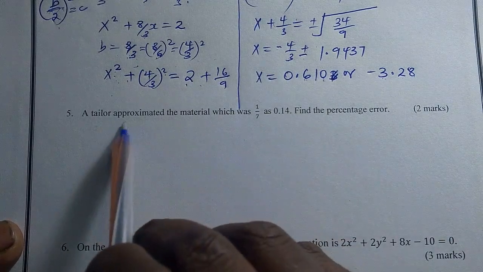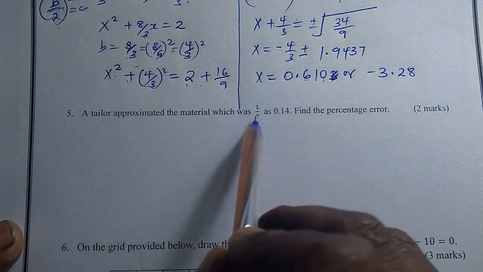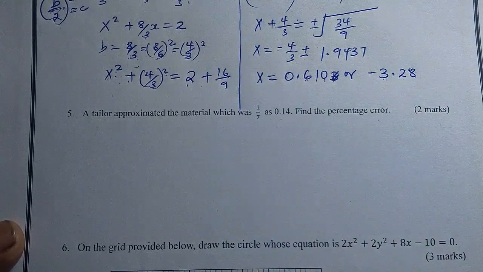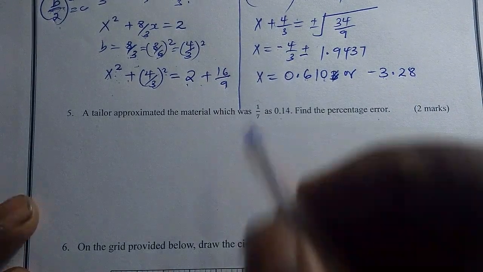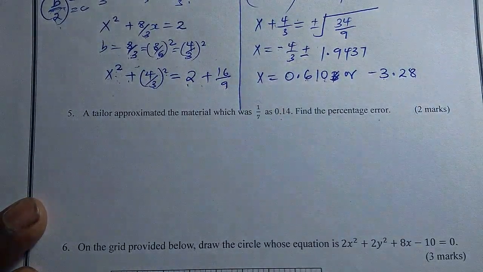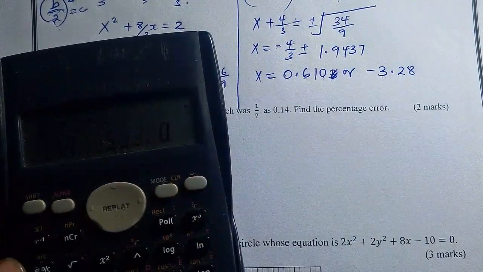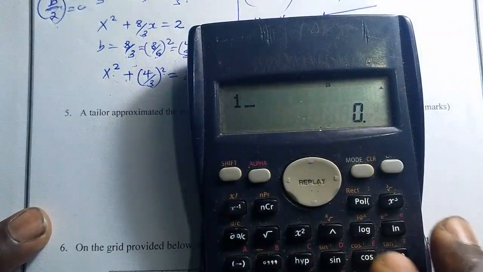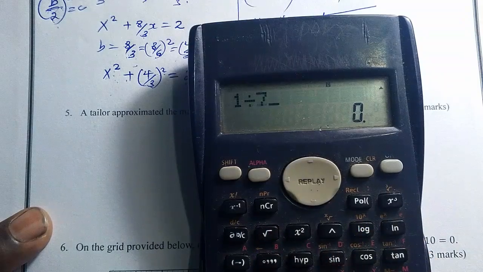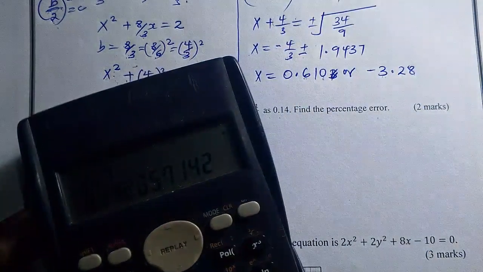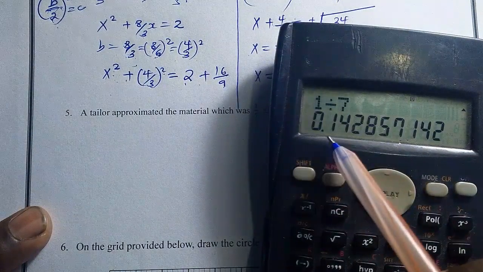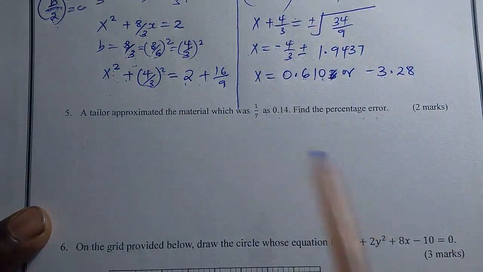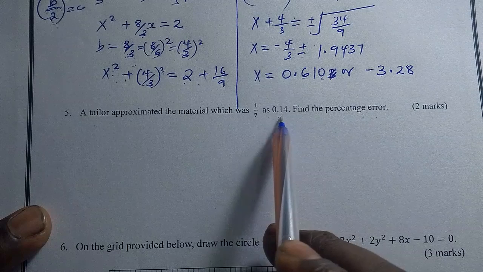A tailor approximated the material which was this as this. Find the percentage error. So if you approximate, actually 1 over 7, 1 divided by 7, the answer is not 1.4. The answer is 0.142, whatever it is. Now this tailor truncated 1 over 7 as 0.14, so there is an error.